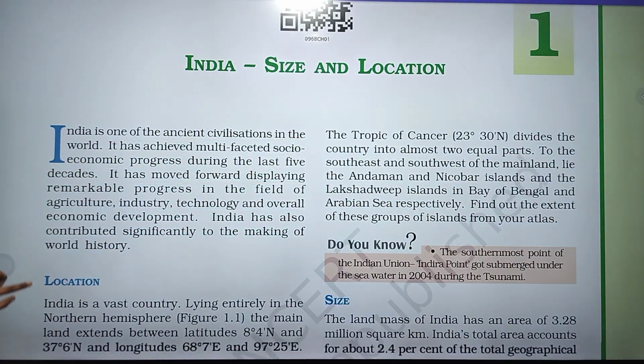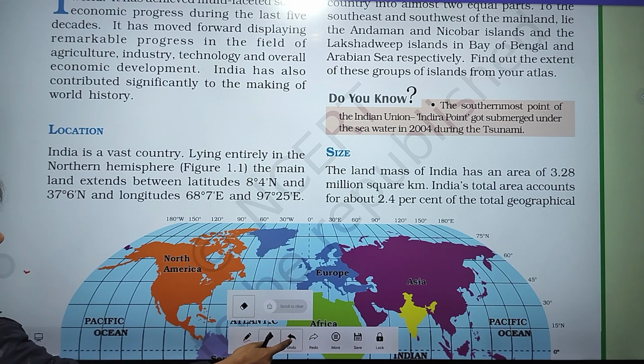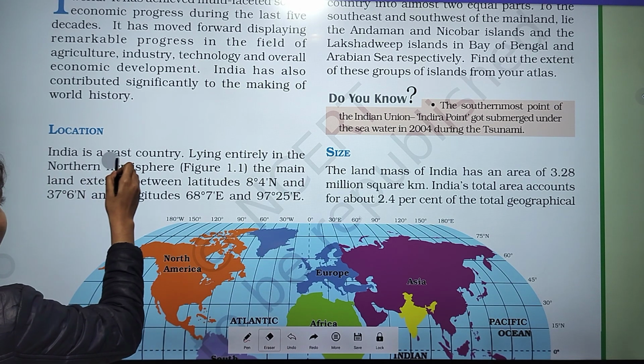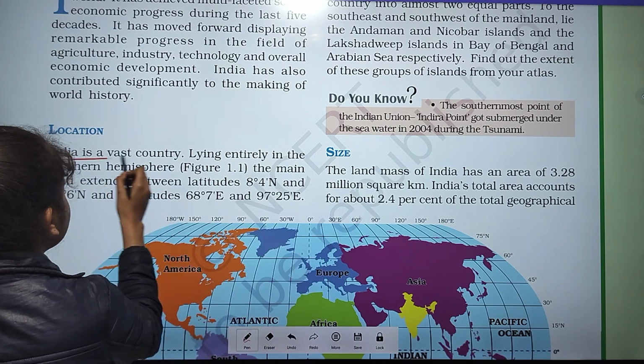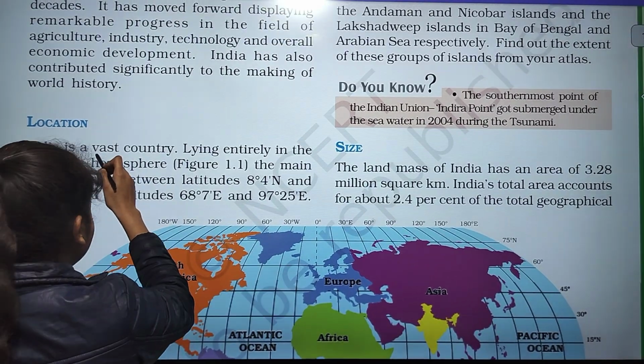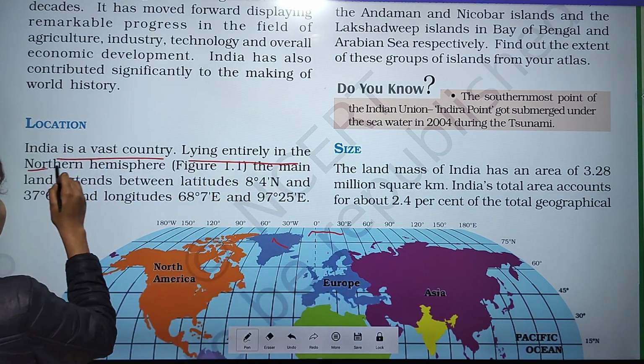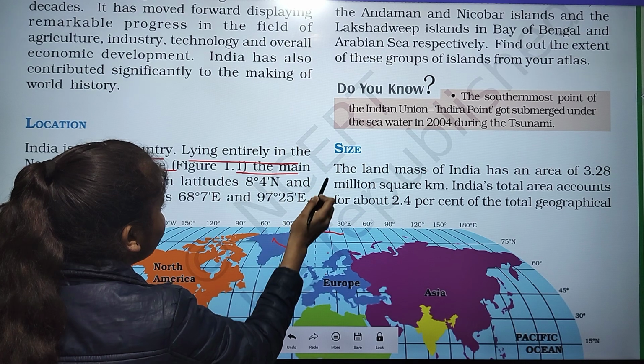And now our first topic is location. Where is India located? The point is given that India is a vast country. It means India is a big country, lying entirely in the northern hemisphere, as given in the figure.